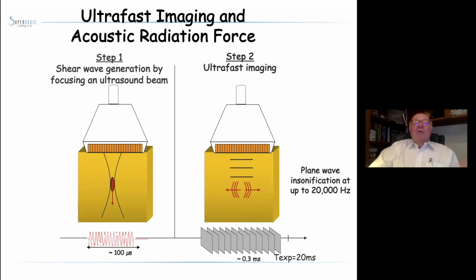So how do we do that? Well, we launch with a transducer using a long pulse. We launch this into the tissue, and this generates a shear wave propagating perpendicular to the direction where the pulse was created.